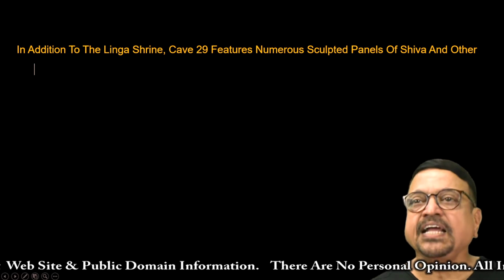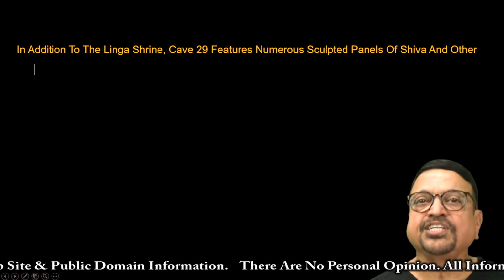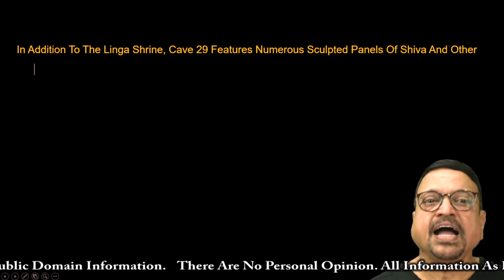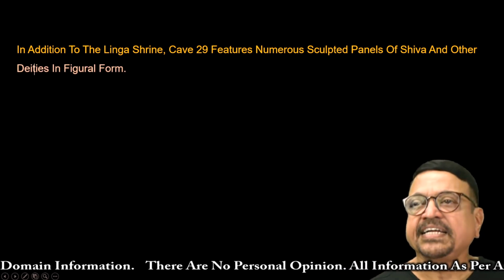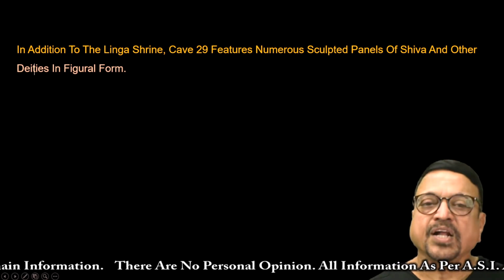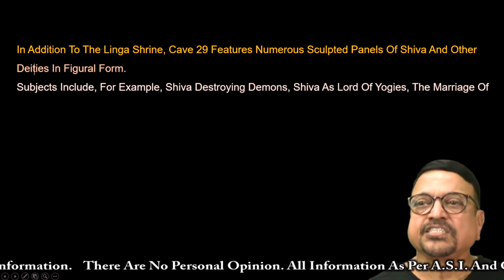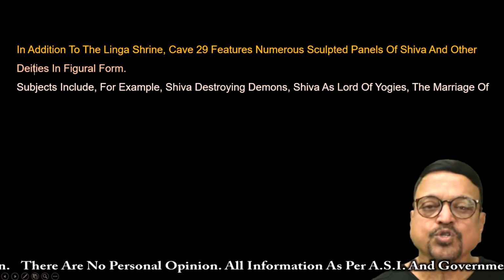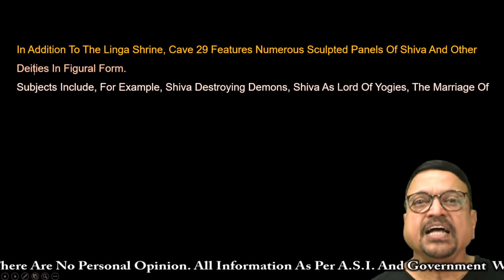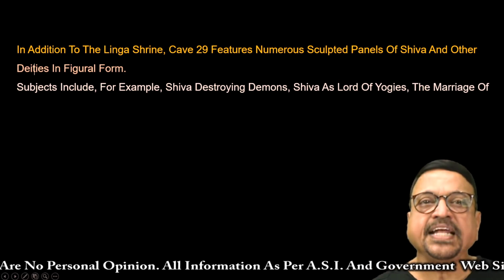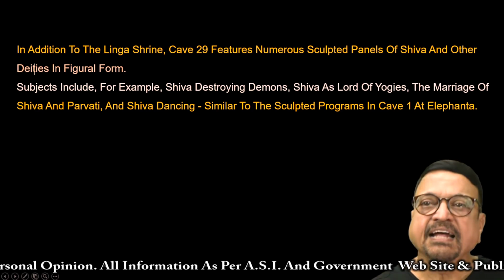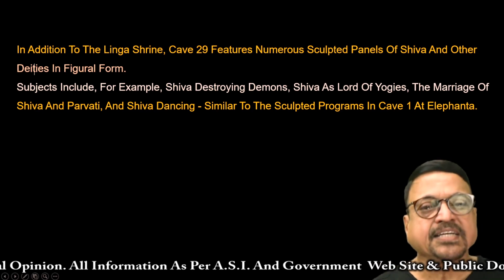In addition to the linga shrine, cave number 29 features numerous sculpted panels of Shiva and other deities in figural form. Subjects include, for example, Shiva destroying a demon. For that you should know some Purana stories. Shiva as a lord of yoginis, the marriage of Shiva and Parvati, and Shiva dancing, that is Nataraja.